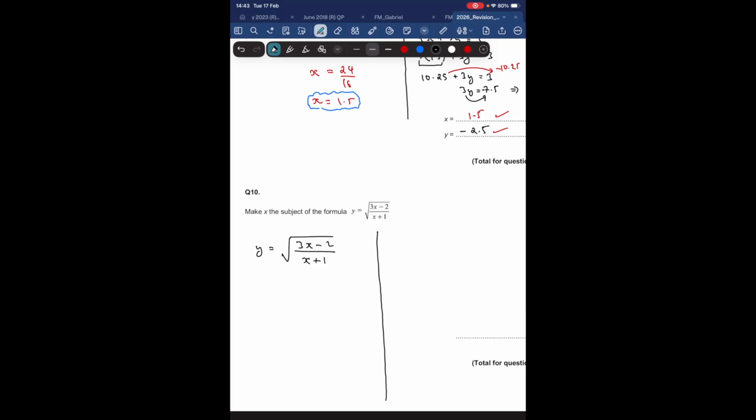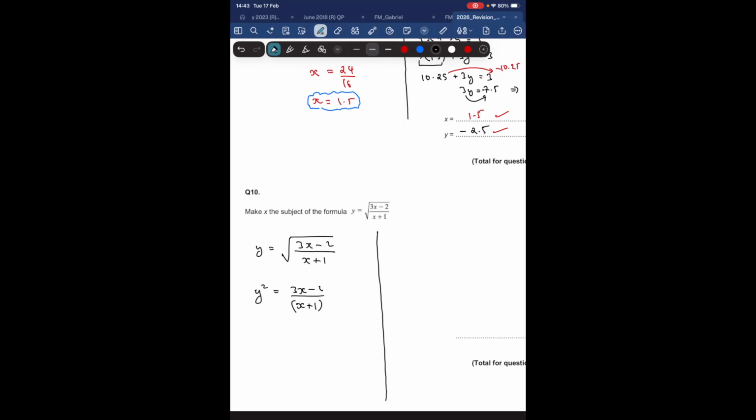Now the first thing we need to do is get rid of the square root sign here. So I'm going to bring the square root sign over to the left. The opposite of square rooting is squaring, so when that square root moves over, the left-hand side is going to become y squared. So we're going to have y squared on the left-hand side. That's going to be equal to 3x minus 2 over x plus 1.